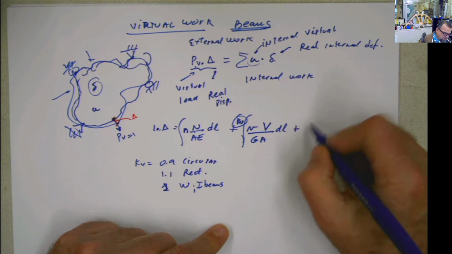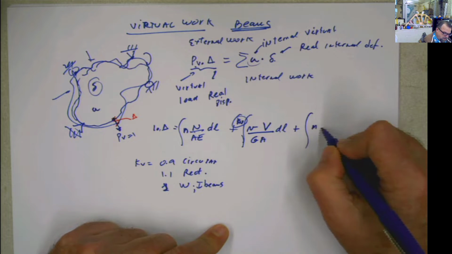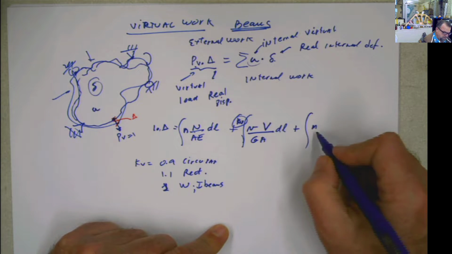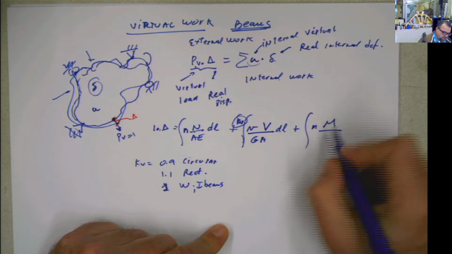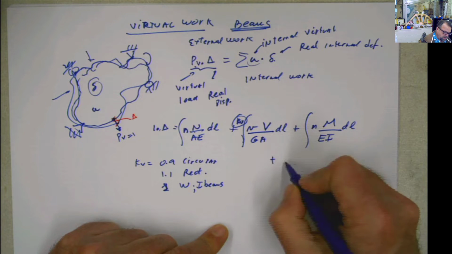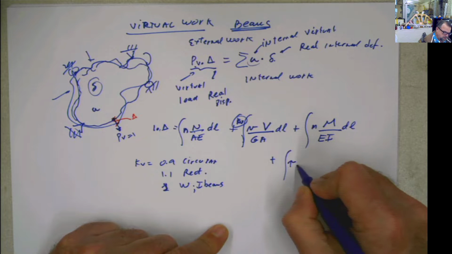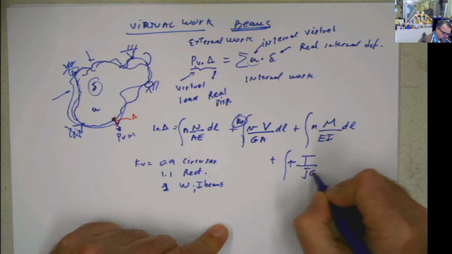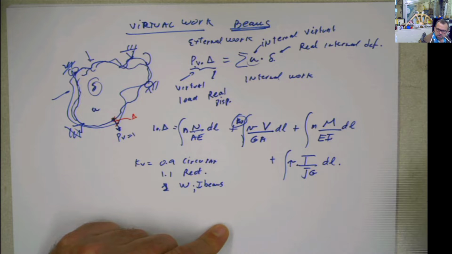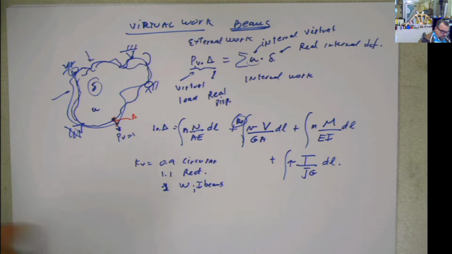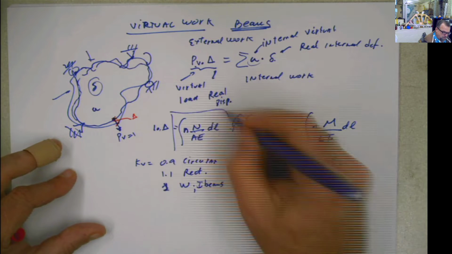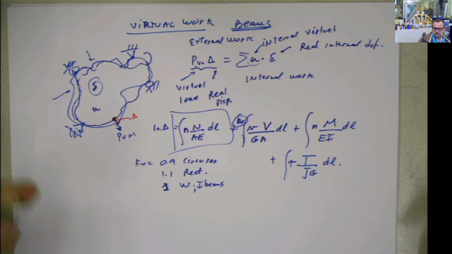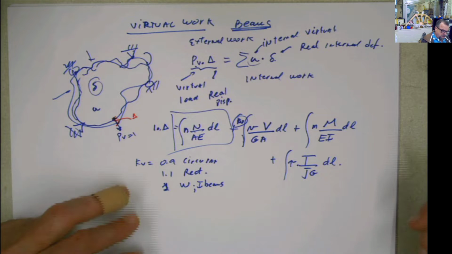And then you're going to have also the internal moment produced by displacing the virtual load, multiplied by the deformation from the real moment, M divided by EI, dL. And then you have the internal torque, T over JG, dL, and so on. Now, because we're working with beams, this is different from trusses, where everything is axial, correct?